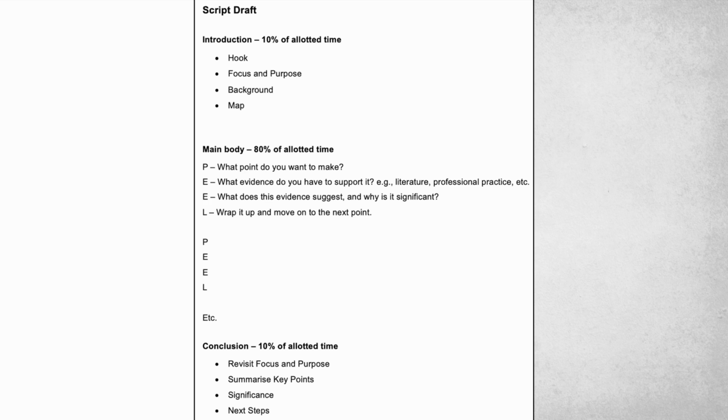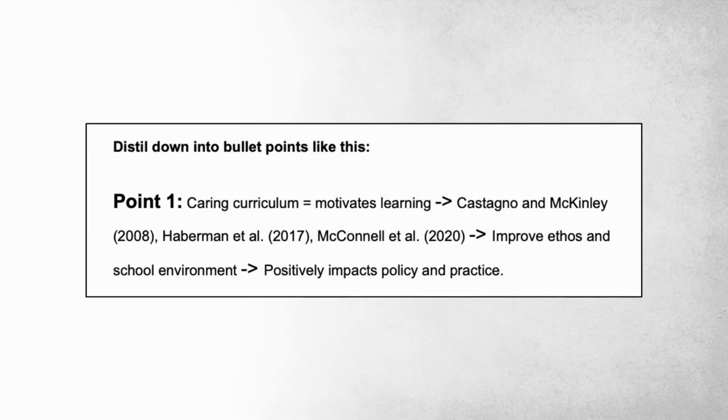next steps. So this is a skeleton structure and you can start to add to it as you develop a script. The 10%, 10% and 80% are just guidelines. You don't have to use that amount of time on those different sections. Totally flexible. And here is how you might distill the PEELs in particular into bullet points.